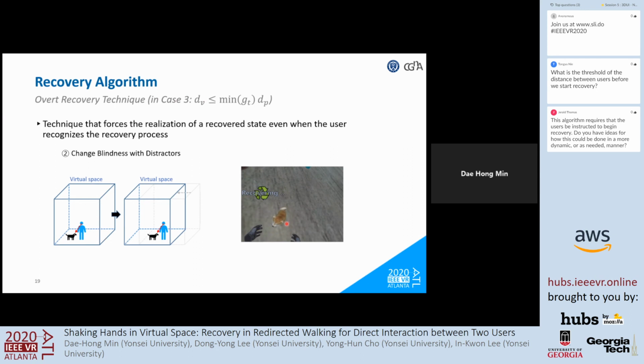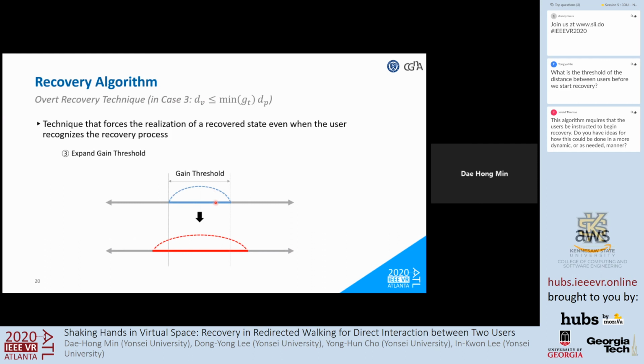The last overt recovery technique is expand gain threshold. Previously, distortions were made only to the extent that the user did not notice. In this technique, the threshold is expanded to make a recovered state, even if the user notices distortion. In this case, the user feels as if he is walking forward in the physical space, but hardly moves forward in the virtual world.